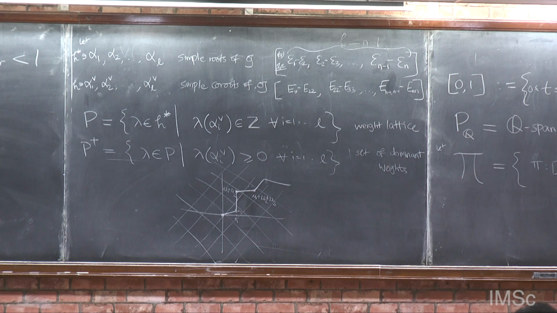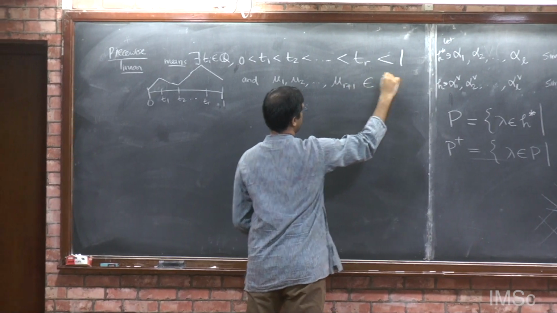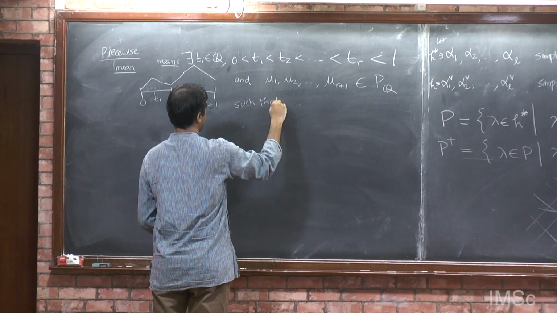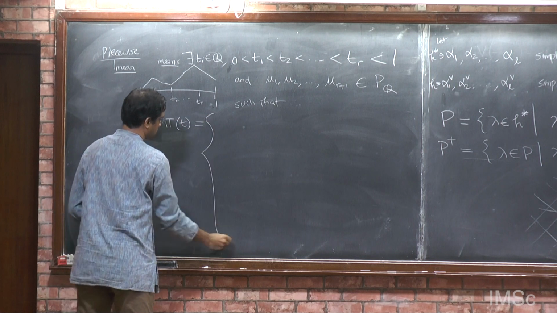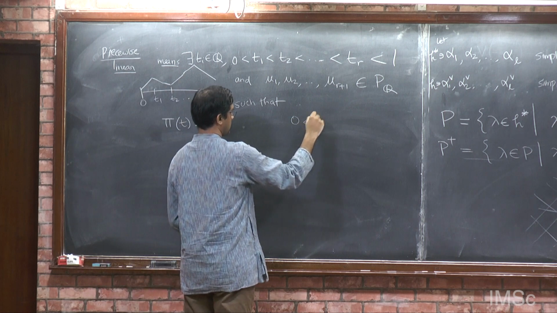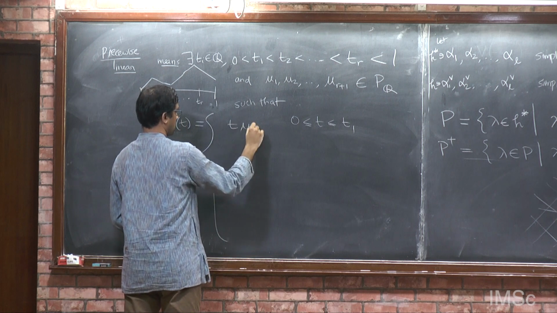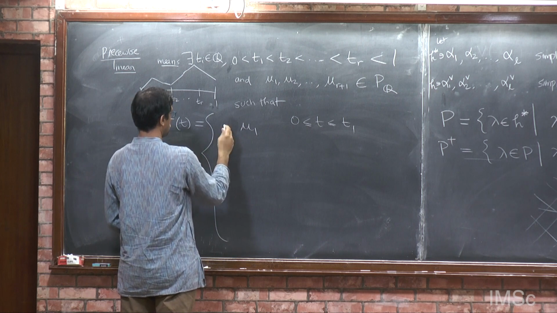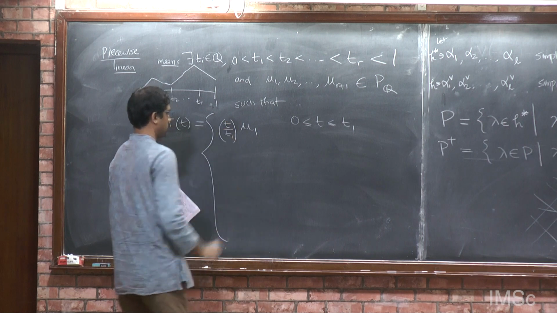So here there are some time stamps T1 to TR and elements mu1, mu2, through mu r plus 1 in PQ, such that the path has the following form: pi of t. I have to define it piecewise. When t lives between 0 and T1, it's just a straight line which ends at mu1. So what's a straight line which ends at mu1? This is t by T1 of mu1.